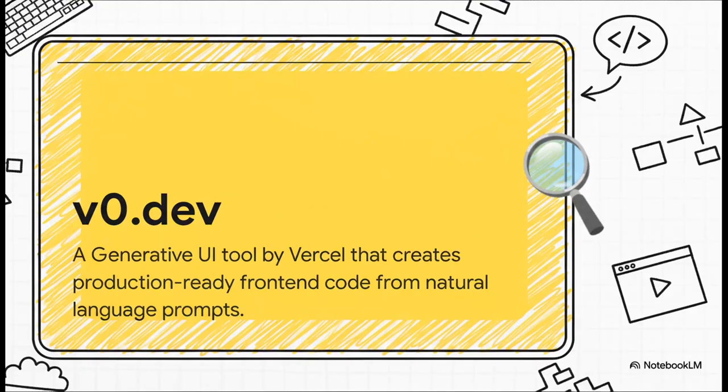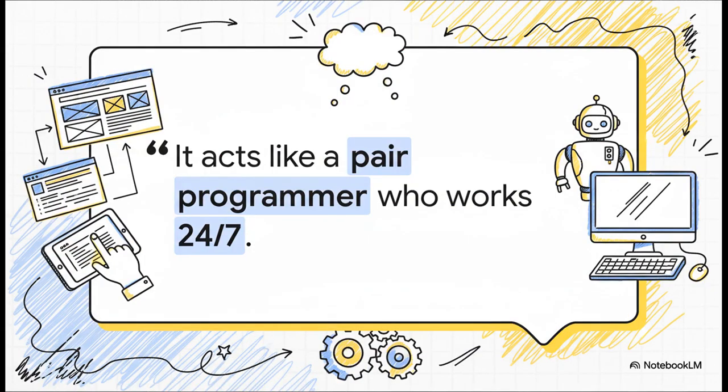Simply put, v0 is a generative UI tool. That's a fancy way of saying you can describe what you want in plain English, or even just show it a picture of a mockup, and it spits out clean, production-ready code. And I mean production-ready. This isn't just for playing around. I love how the team behind v0 describes it. They say it's like having a pair programmer who works 24/7. And that's exactly what it feels like.